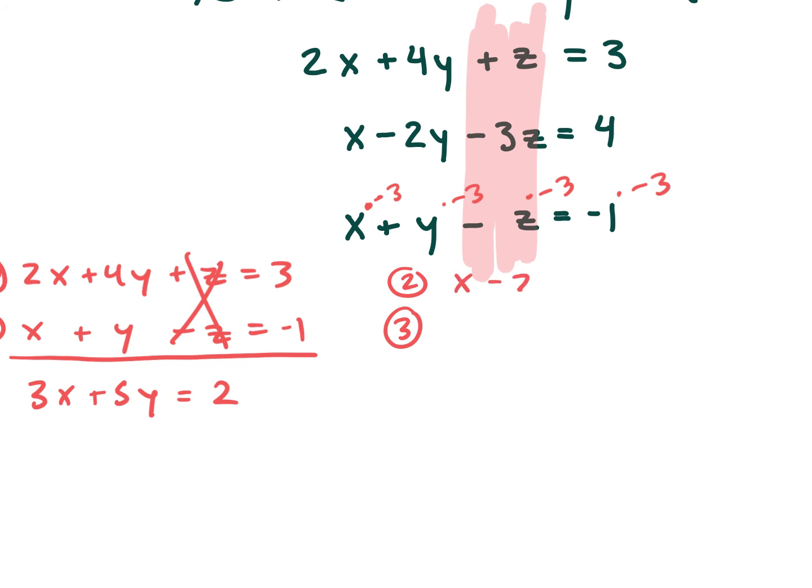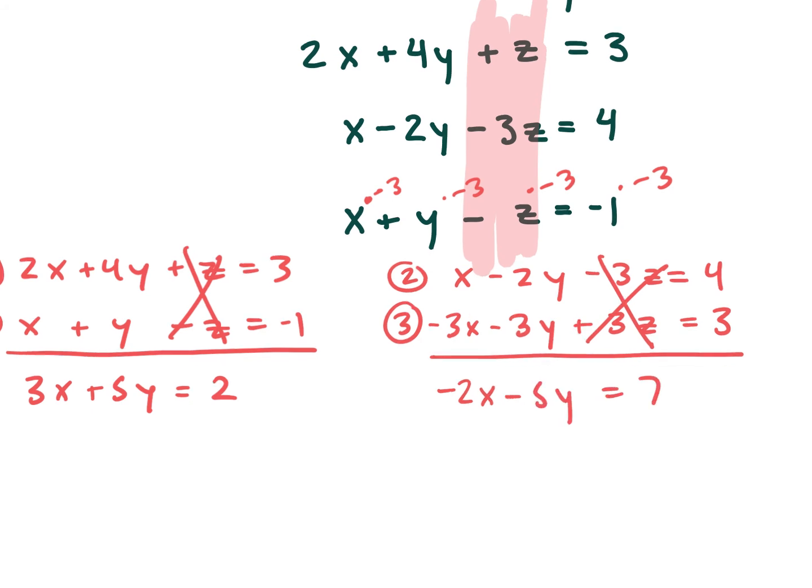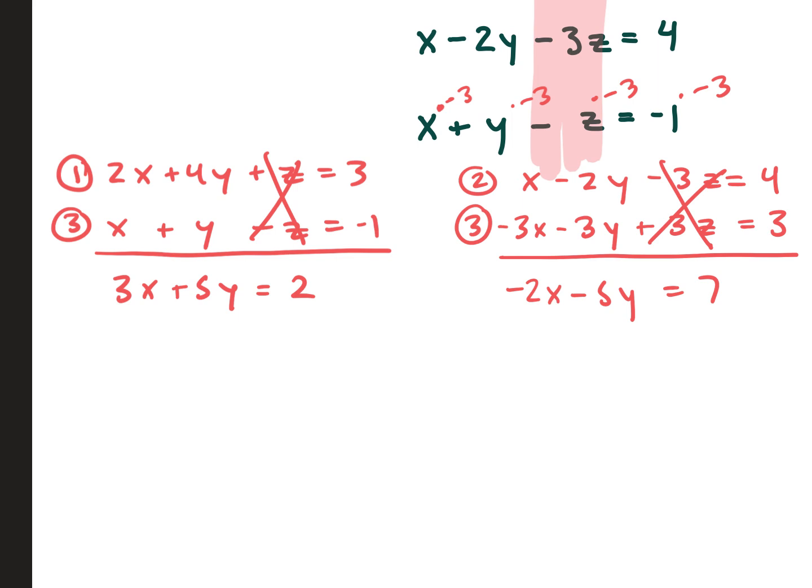So x minus 2y minus 3z is equal to 4. And then my new third equation is -3x minus 3y plus 3z is equal to 3. So the z's cancel, that's my goal. So I can combine everything else. x minus 3x is -2x, minus 5y is equal to 7. What's next?